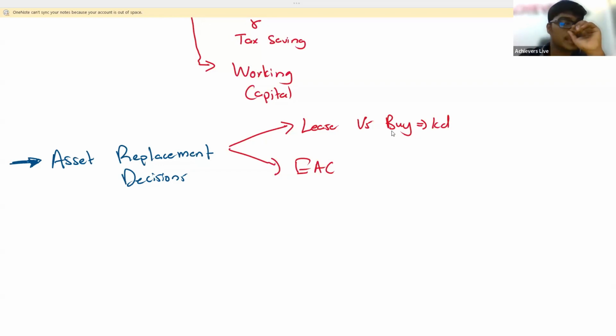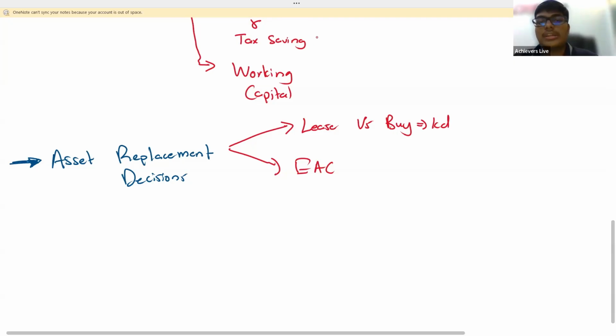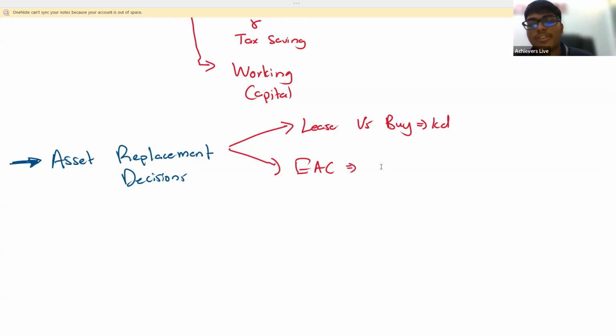Next, EAC, equivalent annual cost. EAB, equivalent annual benefit, both are coming under the same topic. Okay. So, how do you calculate EAC? NPV over the annuity factor. So, what does it give you? Each year, what is the cost?